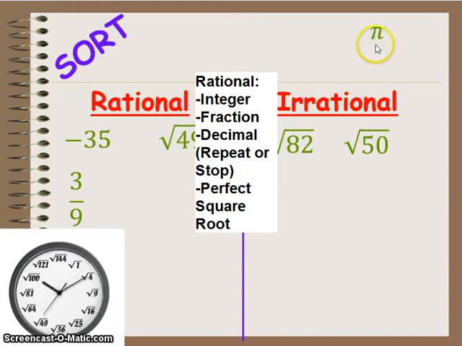What about pi? The ratio of a circle's circumference to its diameter. It is irrational because it does not stop and does not repeat. That's why we use the pi symbol, because it's impossible to write out all the digits.